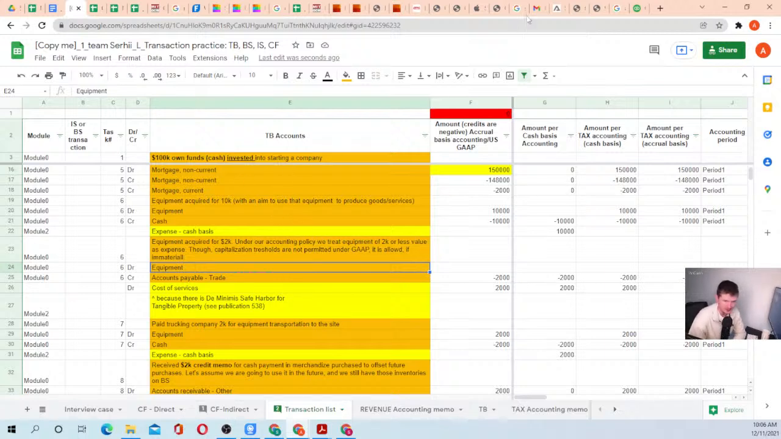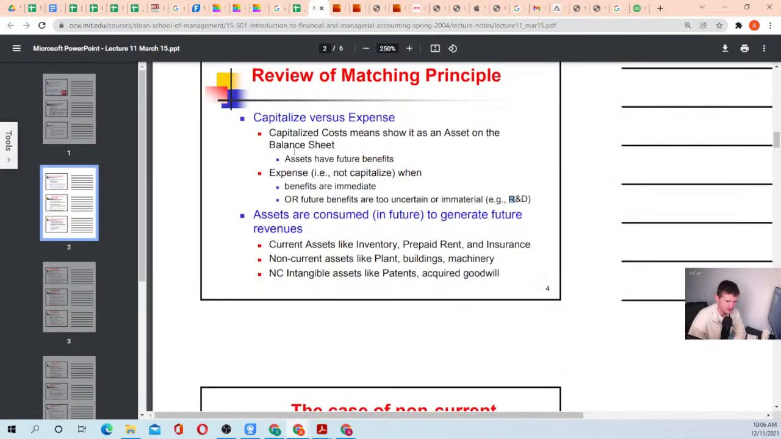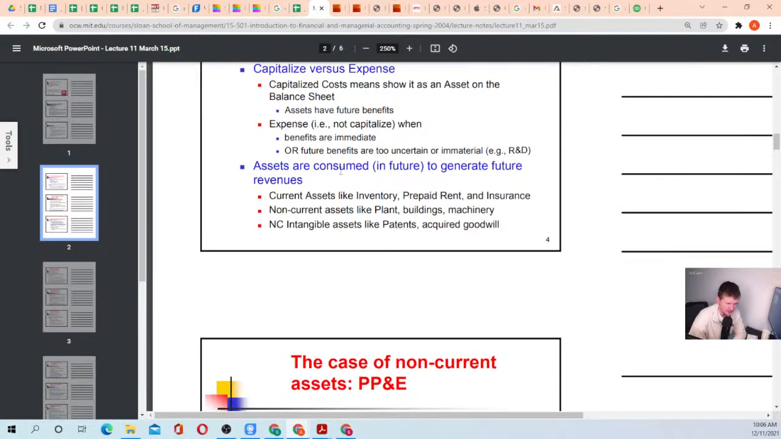Okay, so let's go back to our lectures. Capitalization means that we put it on the balance sheet. Assets are consumed in future to generate future revenues. Current assets like inventory, prepaid rent, and insurance. Non-current assets like plant, buildings, machinery. Non-current intangible assets like patents. Some of these are current assets, and they usually are consumed within 1 year, within 12 months.